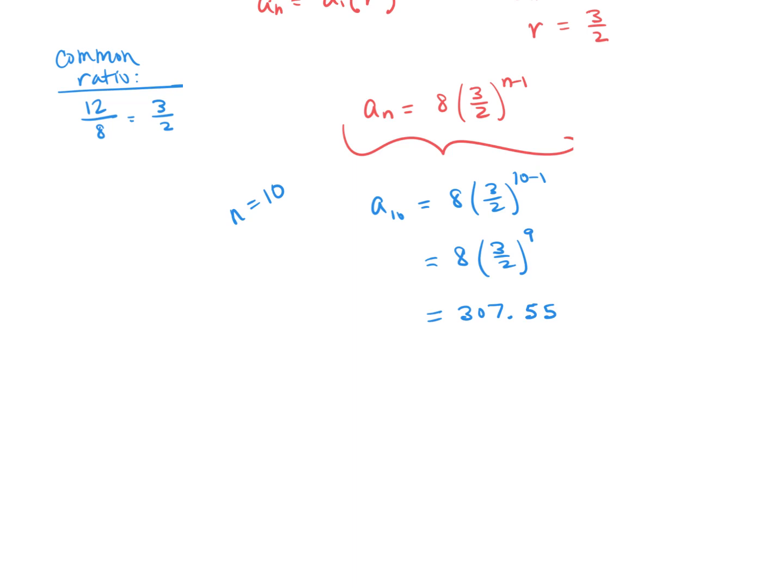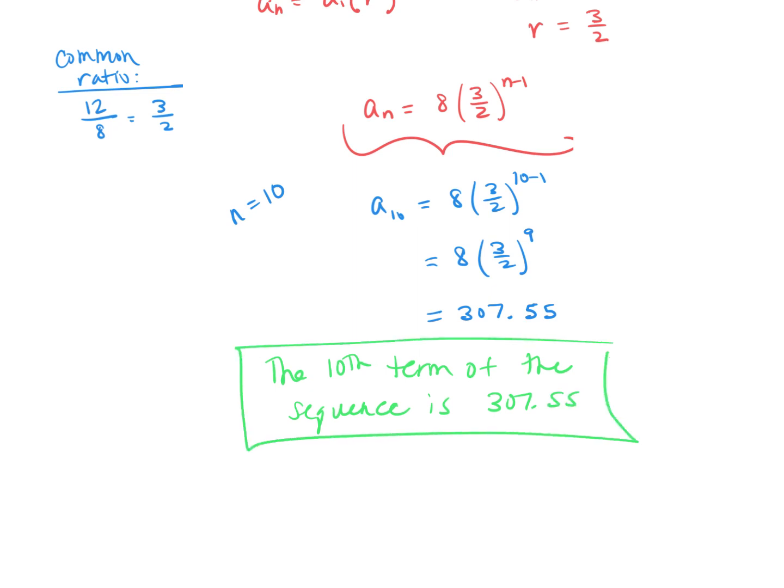And then we can just answer the question. Let's just put into context what we figured out. The 10th term of the sequence is 307.55. So that answers the question we were being asked.